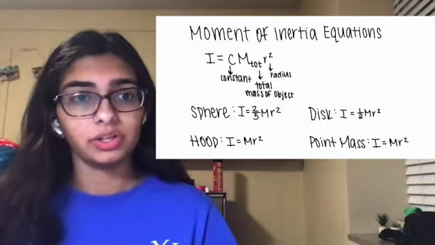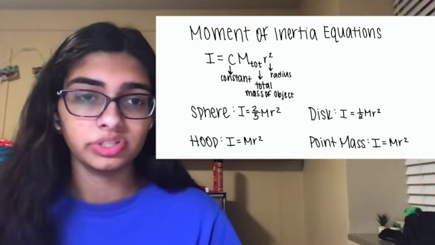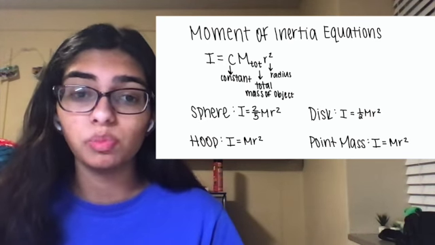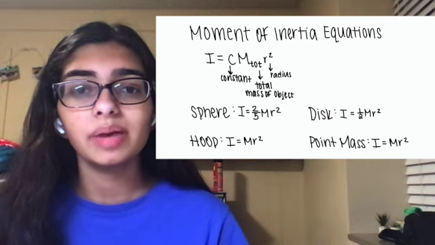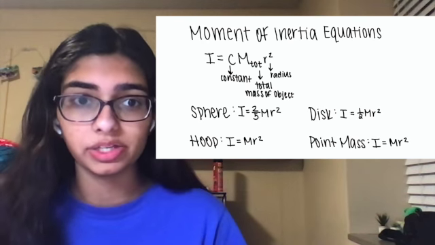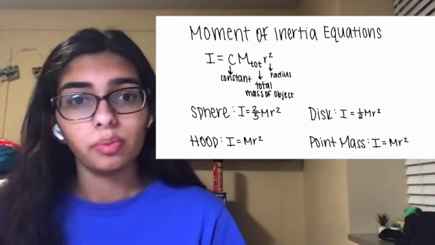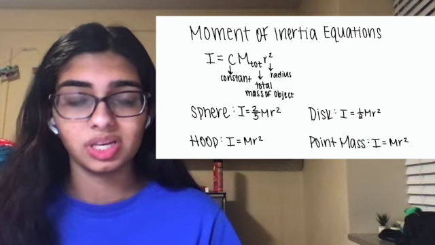In this project, 4 objects will be used to study the role of moment of inertia: a sphere, a hoop, a cylinder, and a frictionless point mass. The equation for moment of inertia follows the general form of I equals a constant based on an object's shape and rotational axis times the object's mass times the radius squared. Each object's respective moment of inertia equations can be seen here.